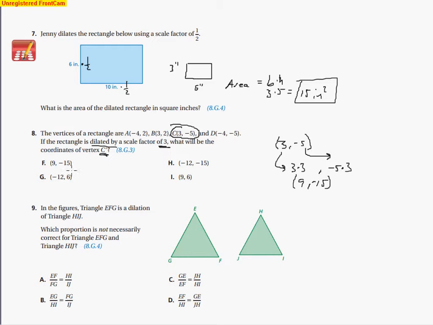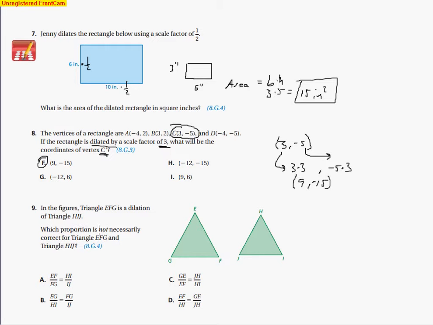So let's look for that one. 9, -15 right there. So it says that in the figures, triangle EFG is a dilation of HIJ. And notice when they do that, they should be telling us in order which vertices are corresponding. So E should correspond to H, F to I, G to J. Okay, that's going to be important for this problem, so let's see what it says.